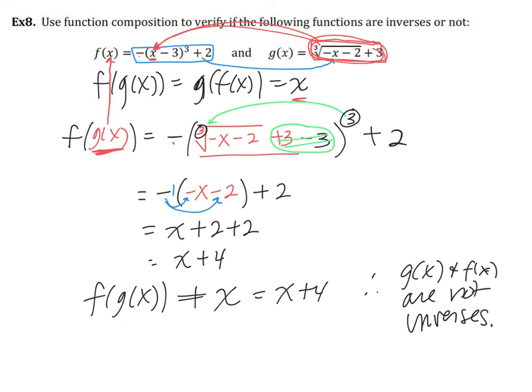So f of g of x does not equal x. You don't even need to check g of f of x, but it also doesn't equal x. It's an even more complicated answer, but they are not inverses. If you would have gotten that equal to x, you would have also had to prove it in the other direction, and you would have had to end with this statement here and say they are inverses because of that. Again, we'll do more of that in your homework.